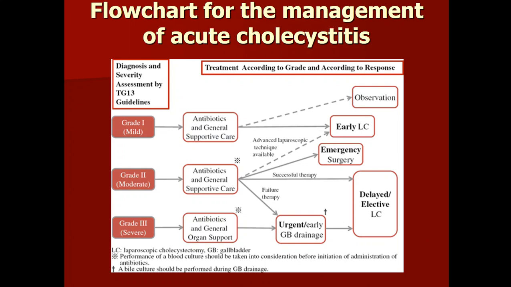So, the flow chart for the management of acute cholecystitis. The first line treatment of acute cholecystitis is early or urgent cholecystectomy, with laparoscopic cholecystectomy as the preferred method. In high-risk patients, gallbladder drainage, such as percutaneous transhepatic gallbladder drainage, percutaneous transhepatic gallbladder aspiration, and endoscopic nasobiliary gallbladder drainage, is an alternative therapy in patients who cannot safely undergo early cholecystectomy.